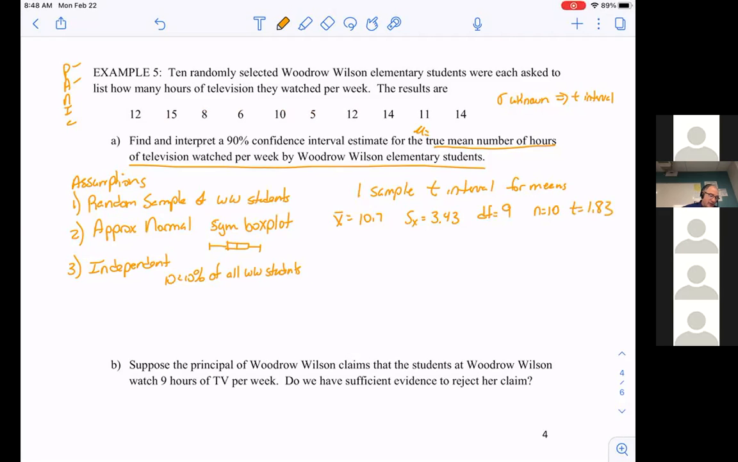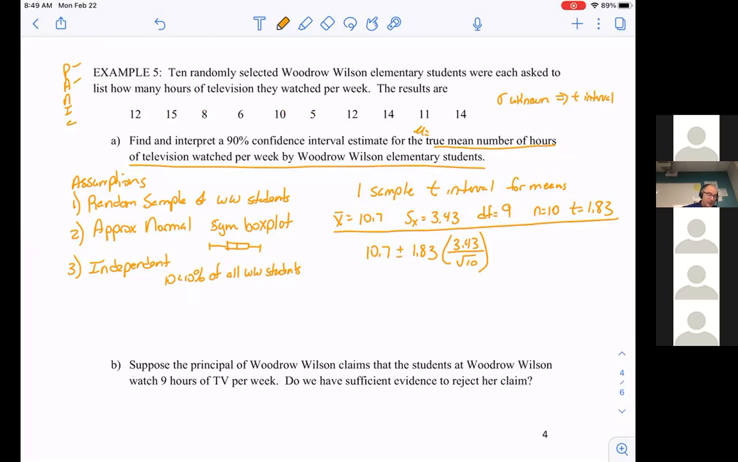So my interval will be 10.7 plus or minus my critical value, 1.83, times my sample standard deviation, 3.43, divided by the square root of 10. And there is my interval as far as that goes. Now, this is all stuff I don't necessarily need you to write out. I just wrote it out to help organize the problem.